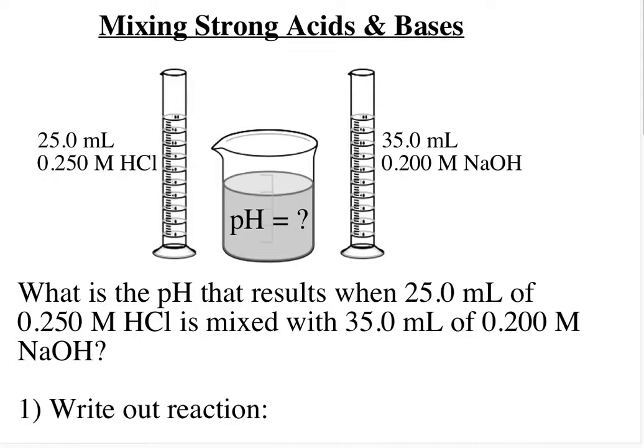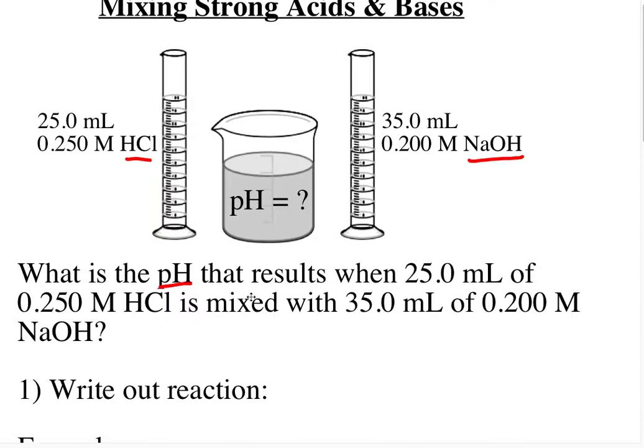And please note that I have put this handout into your notebook so you can follow along on this question as I do it in the video. So in this particular question, we're going to mix a strong acid, HCl, with a strong base, NaOH. We've got 25 milliliters of the HCl, it's 0.25 molar, and 35 mils of the 0.2 molar NaOH. And our question is asking what is the pH of the solution once we mix the two of these together.